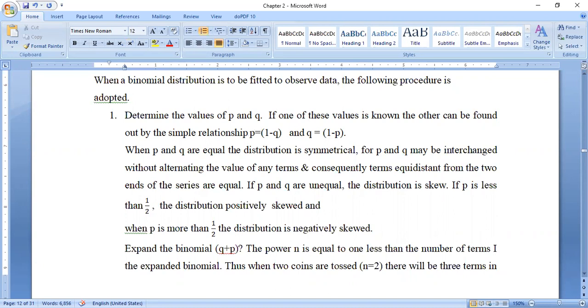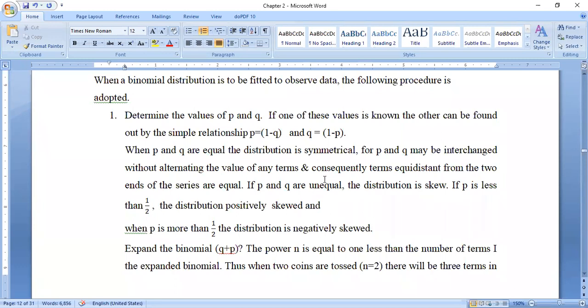The principle is: p is equal to 1 minus q and q is equal to 1 minus p. Why? Because p plus q is equal to 1 only. To get the value of p, the principle is p equals 1 minus q, and to get the value of q, q equals 1 minus p. We are following this principle here.